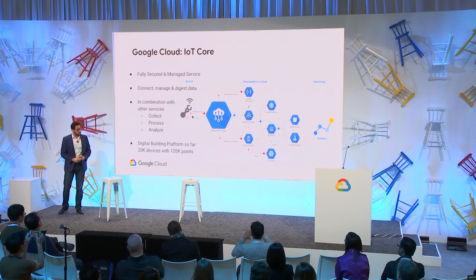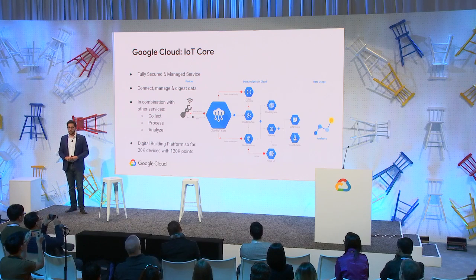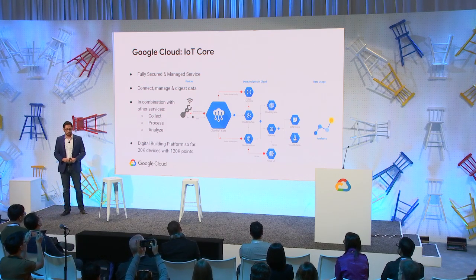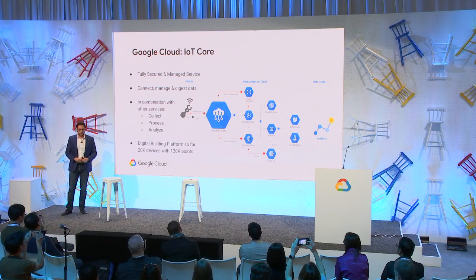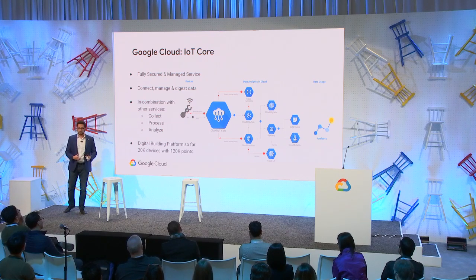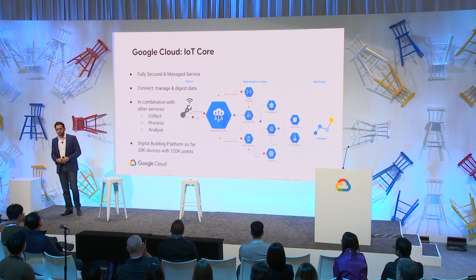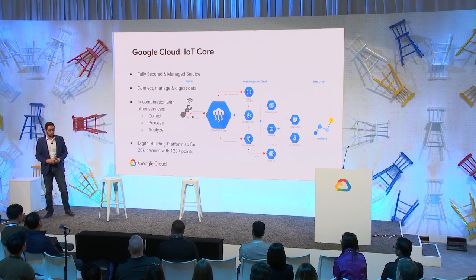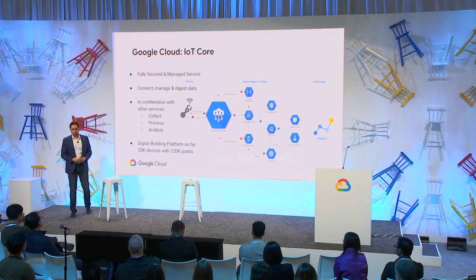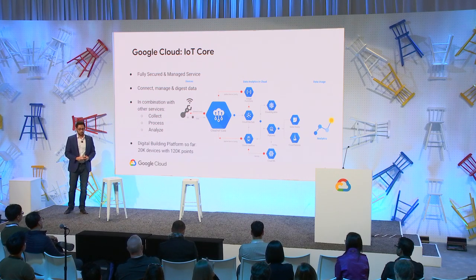So first I'm going to talk about IoT Core. It's a fully managed service for you to connect your devices and systems to the cloud. And as you can see on the architecture diagram, you can combine it with different other components like Pub/Sub and Dataflow, so you can collect, process, and analyze your data. So far in the Bay Area, we have around 100 buildings that were onboarded, and we have around 20,000 devices that are connected, along with 120,000 points that are publishing data to the cloud.